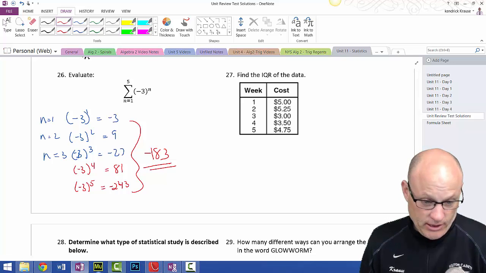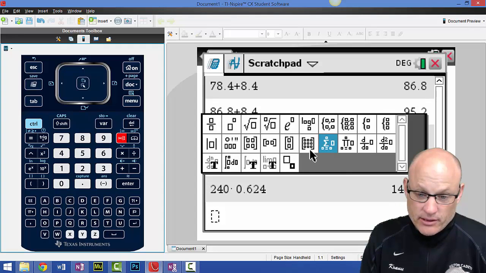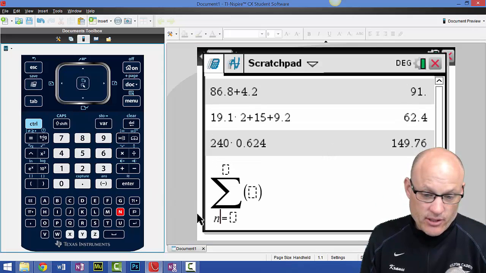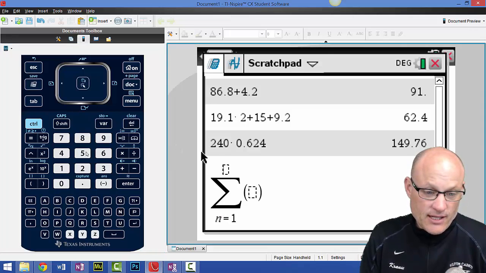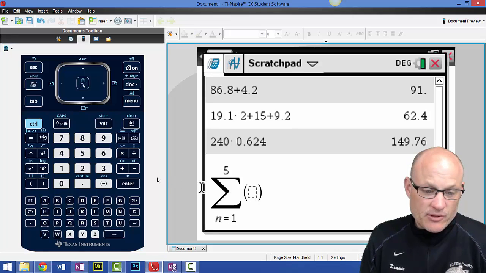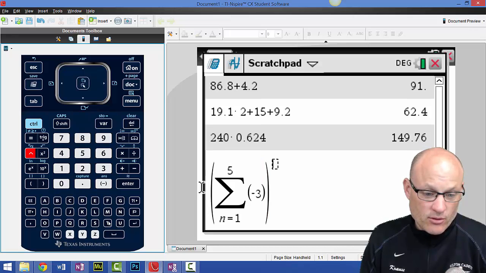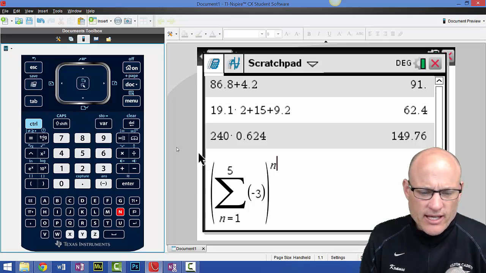Or I can come over to my calculator, hit this complicated button, and go into my summations. I think they used n. It really doesn't matter. 1 to 5. Now watch what happens if I just put in negative 3 and then go to the nth power. It took the whole entire summation, so you're really adding 1 to 5 a whole bunch of negative 3's to the nth power. That doesn't make any sense, so you can't do it like that.